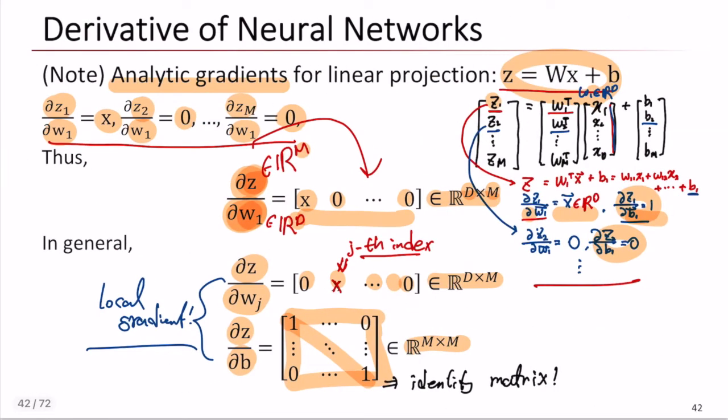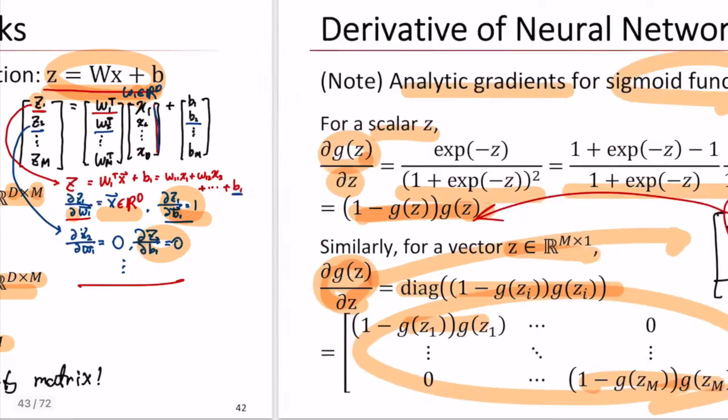So we discussed the local gradient for this linear transform case. In this case, the local gradient of z over W_j was defined like this, which is in R^(d by m) space. And the gradient of z over p was just the identity matrix, which is an m by m matrix.